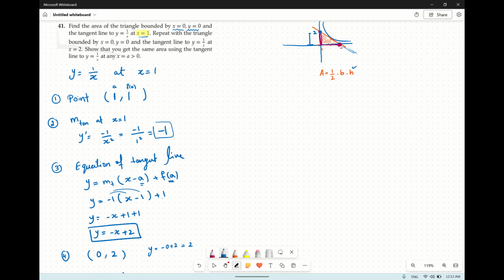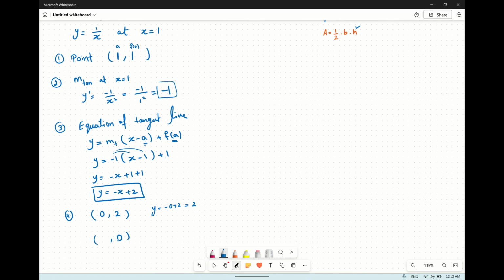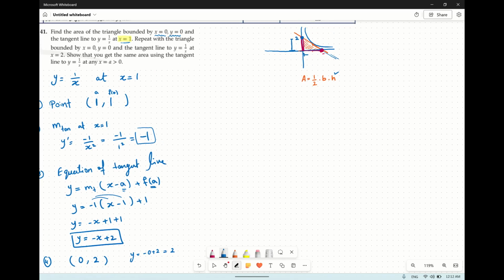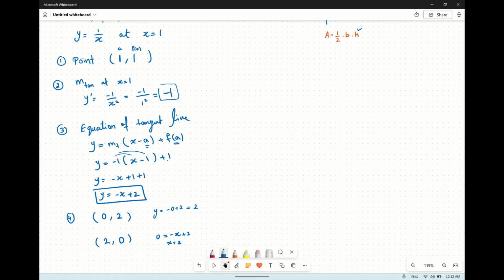Now I need to find the base. So now I will put y equal 0 and solve for x. So 0 equals minus x plus 2, which means x is 2. So what does this mean? When x is 2, y is 0. So from here to here is 2. Now I am done.